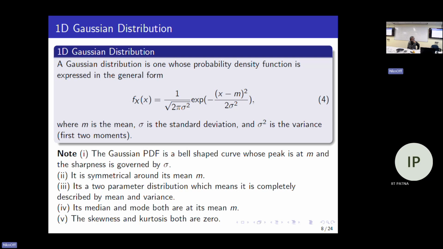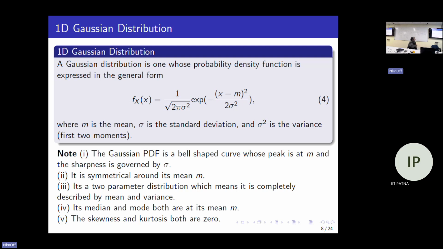Now we go to the Gaussian distribution, because this is very helpful. In one dimension, it's very simple. We can write it as 1 by root of 2 pi sigma square, all of us know it, e to the power minus (x minus m) square by 2 sigma square, where m is the mean. Sometimes in books, mu is written as the mean, and sigma is the standard deviation. Sigma square is the variance.